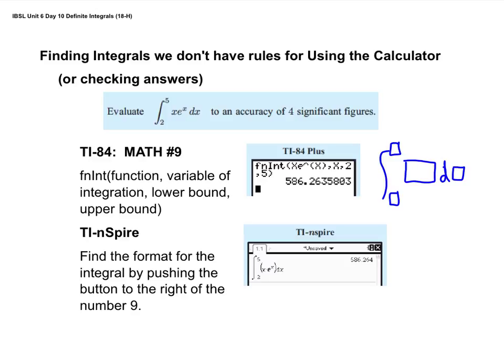But check this out. Remember how we found intersections and zeros using the second calculate? If we hit second calculate, notice the last thing on here. Number 7 is the integral of f of x dx. So if I hit that, look at what it asks me. It asks me for a lower limit, and you can just type that in. So I type in 2 and hit enter. It asks me for an upper limit, so I'm going to hit 5 and hit enter. And check that out, it even colors in the area for you.